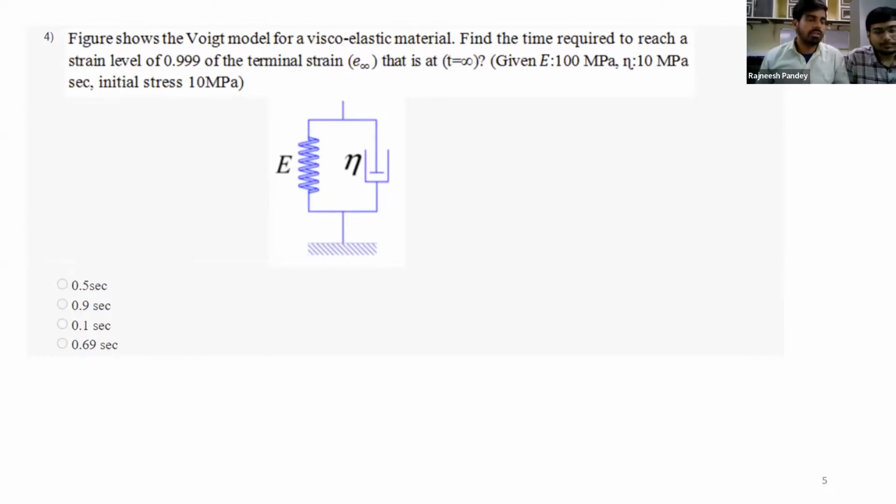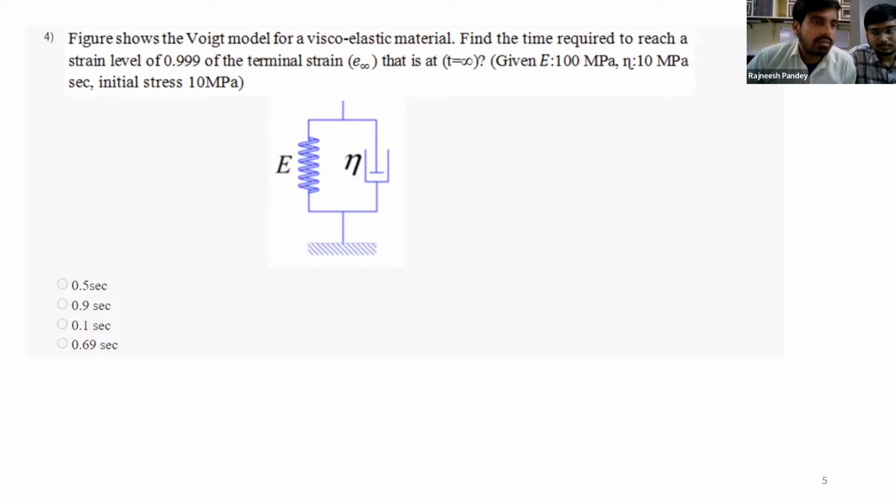So in the fourth question, it is given that the figure shows the White model for a viscoelastic material. Find the time required to reach a strain level of 0.999 of the terminal strain, which is represented as epsilon infinity, that is at the time t equal to infinity. So the given parameters are the elastic modulus of the material, especially here for the spring, and eta, which basically represents the dashpot constant, that is 10 megapascal, and the initial stress is 10 megapascal.